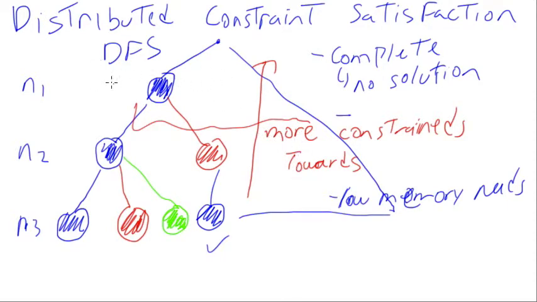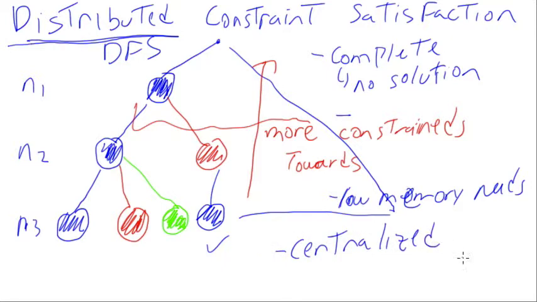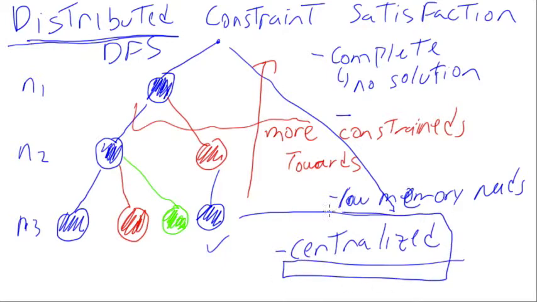Now the main problem for us in multi-agent systems is that it's not really distributed, right? We're talking about distributed constraint satisfaction, but DFS is very much a centralized solution. There's no obvious way to distribute it. You pretty much assign N1 to blue, then N2, and then N3. You have to know the previous assignment, so there's no obvious way to distribute it. It's a centralized algorithm. So let's talk about a distributed algorithm instead.